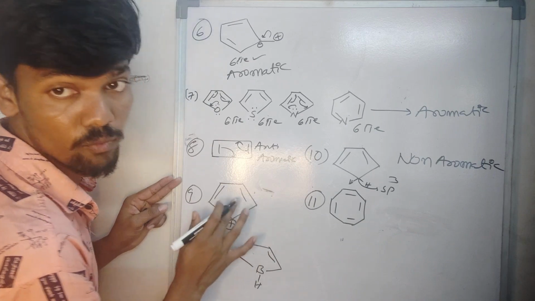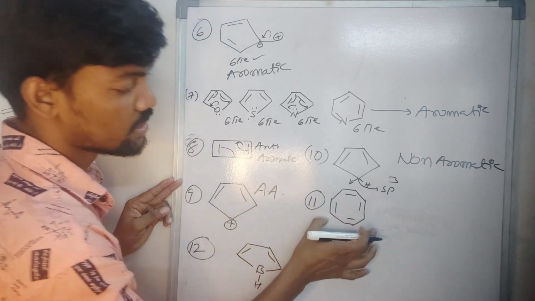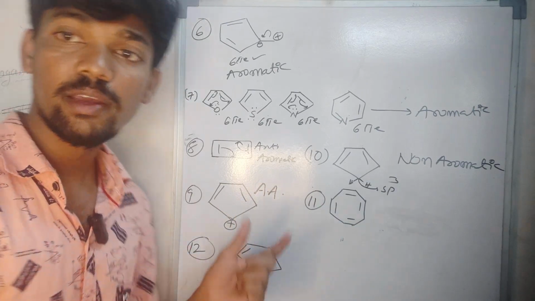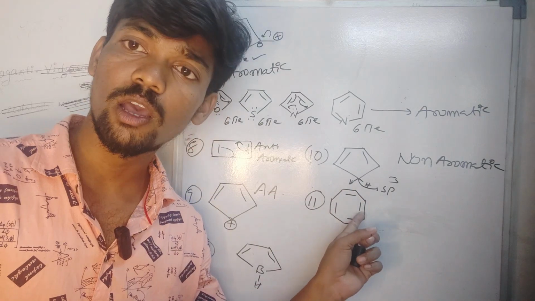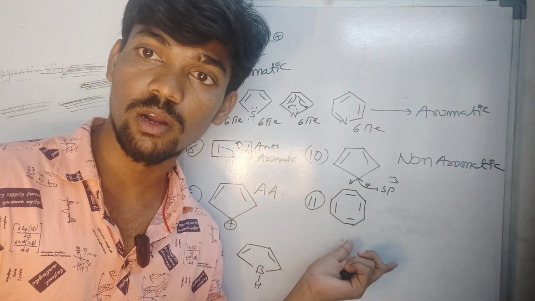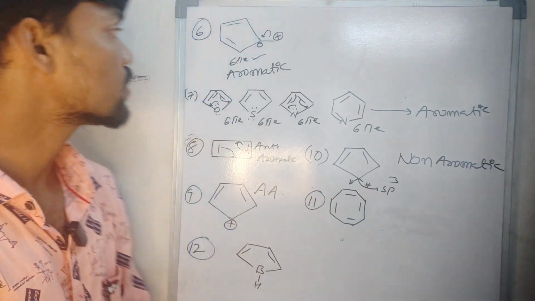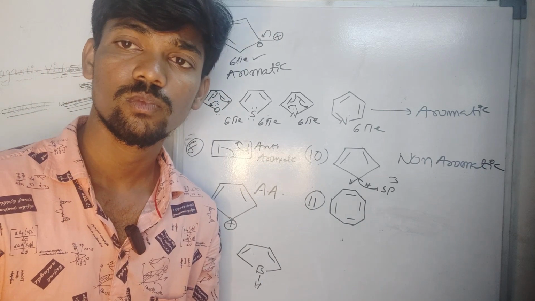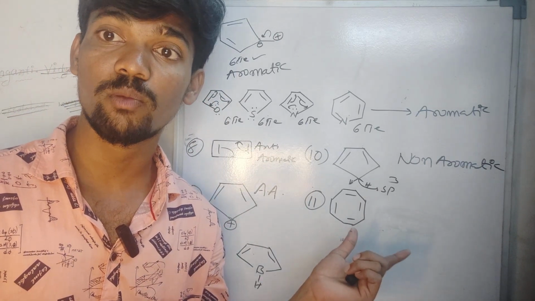Sorry, 4 electrons are there. So that's why anti-aromatic. Here 8 electrons are there. First, cyclic. Next, is it planar? Yes, sp2 carbons are there, so it is cyclic and planar, with complete conjugation. 4n plus 2 for 8 electrons? No, 4n electrons are anti-aromatic.